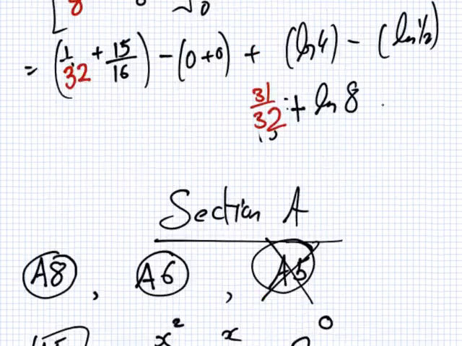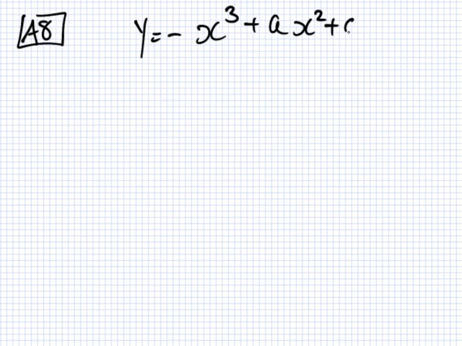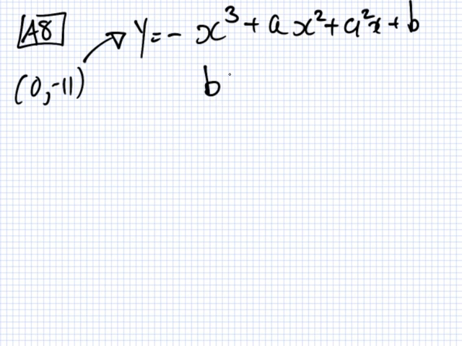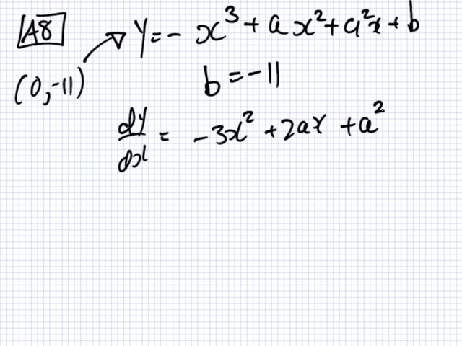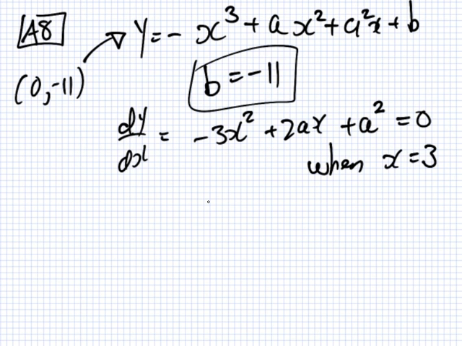Can I scroll down? Right. A8, last one. y equals minus x cubed plus ax squared plus a squared x plus b. It crosses the y-axis at 0, minus 11. Okay, so let me put that in. I don't even have to do it. You can see that b must be minus 11 then. And it has a stationary point at 3. So what's the derivative here? Minus 3x squared plus 2ax plus a squared. And that should equal 0 when x equals 3. 9, 27 plus 6a plus 9 equals 0. That is 18, a is 3.